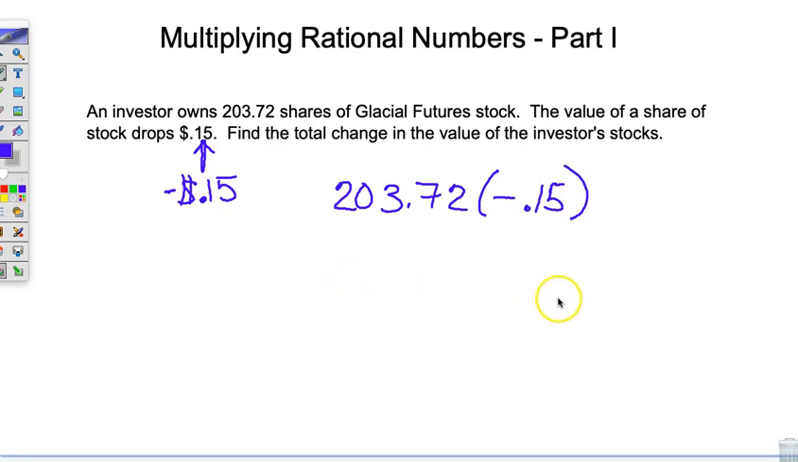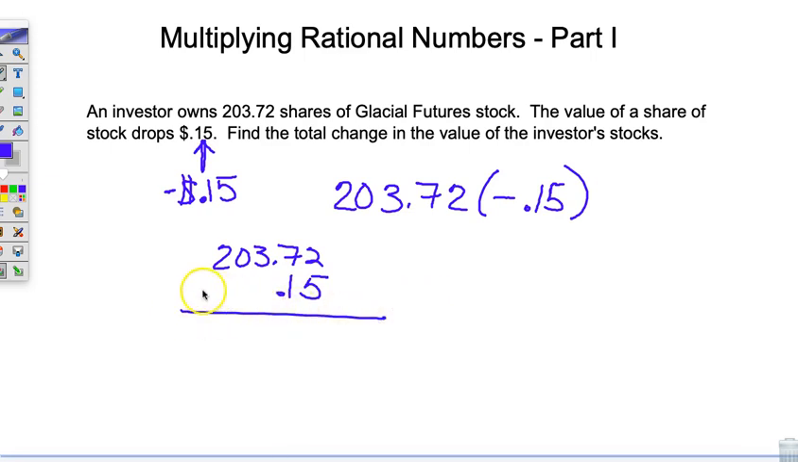So there's what it would look like when I set it up. If I'm going to do the problem, I'm going to take 203.72 and put that on top and multiply that times 15 hundredths. I know my answer is going to be negative because I have a positive number times a negative number. So a little multiplication here. It looks like I am going to end up with 101860 on the first line.